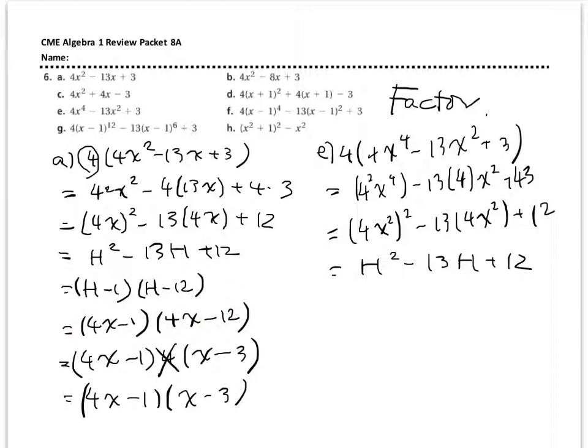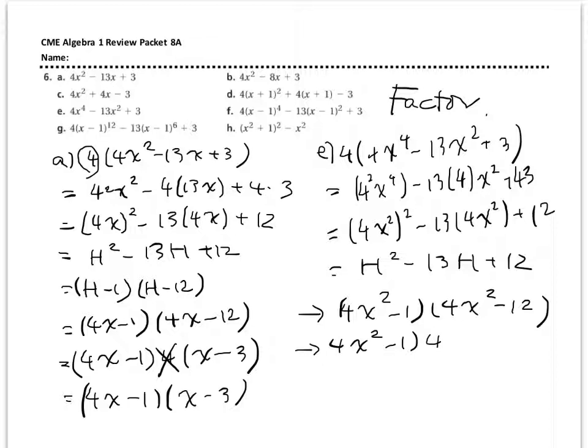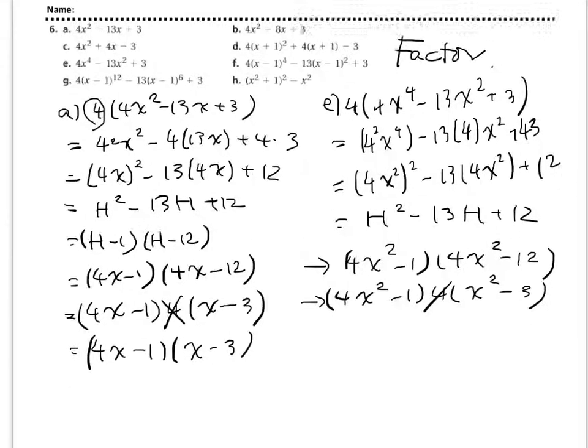But instead of 4x, we have 4x squared. That's the only different part. We have 4x squared minus 1 times 4x squared minus 12. Therefore we have 4x squared minus 1 times, we can pull out 4, and that 4 will be cancelled out, so the answer will be these left and right parentheses. And apply this idea for problem number 6.